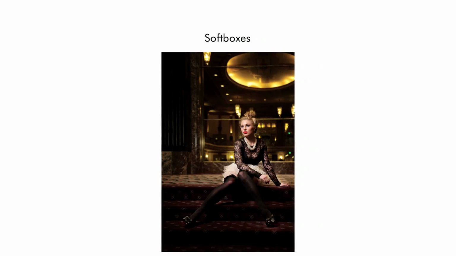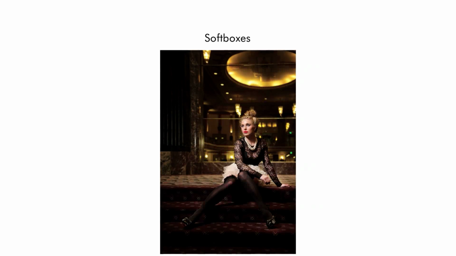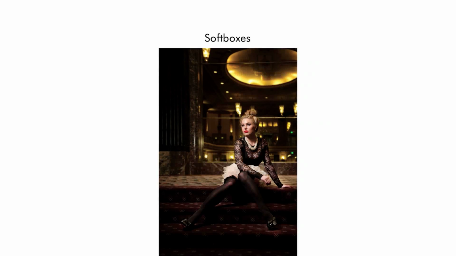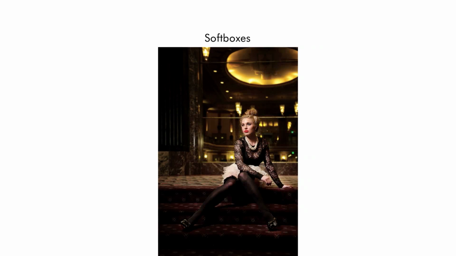Like umbrellas, softboxes increase the relative size of the light from your flash to create soft, beautiful lighting. But softboxes give you much more control over where the light will go. Here's an image taken with an SB900 flash in a softbox.